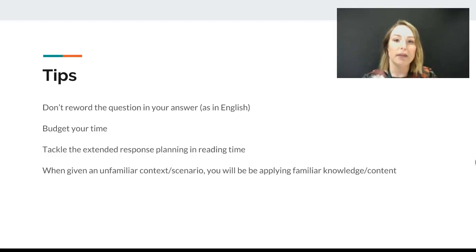The last point here is one that was reiterated in particular at the psychology conference this year. It was talking about unfamiliar situations that students are given in an exam, so unfamiliar scenarios, and that students often panic when they see a scenario that looks really unfamiliar. But that is done on purpose, because what the scenario is asking you to do is apply what you do know. You're not expected to know everything that could possibly be asked of you, but if you see a scenario that doesn't look familiar, it's because you're being asked to apply familiar knowledge or content that you do know.